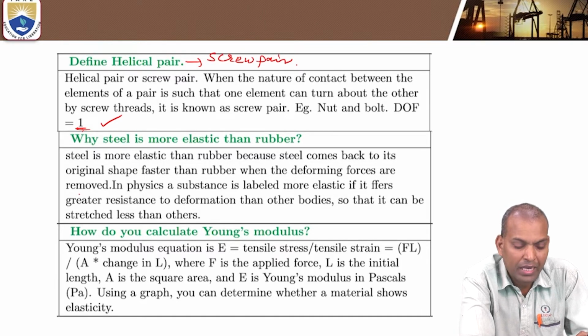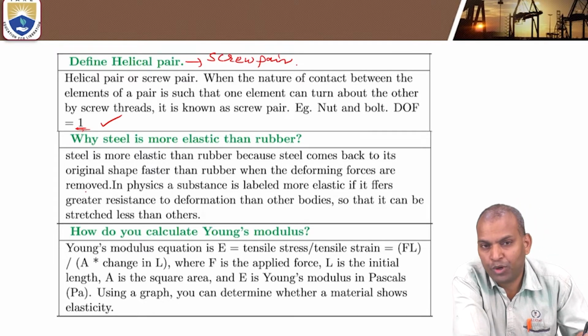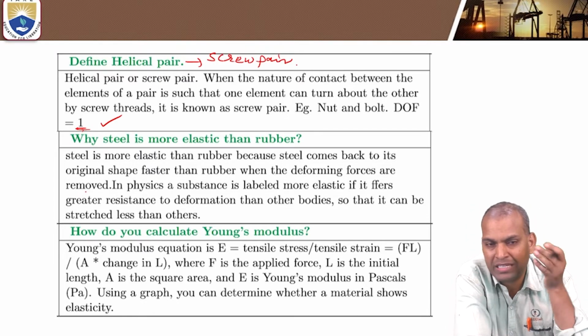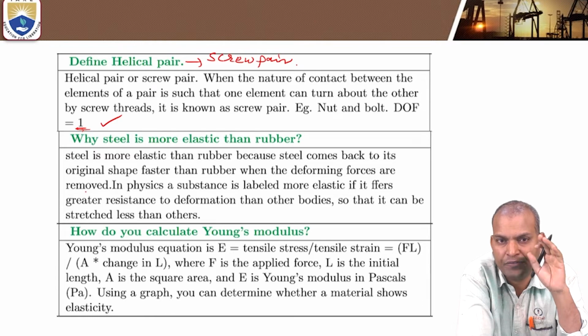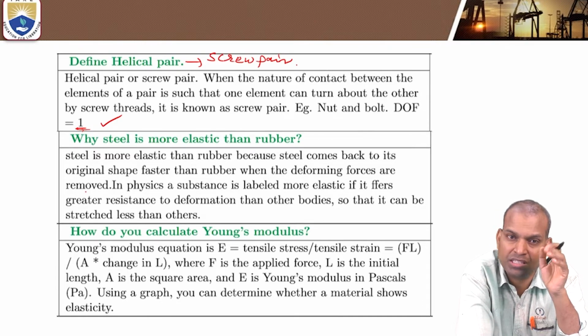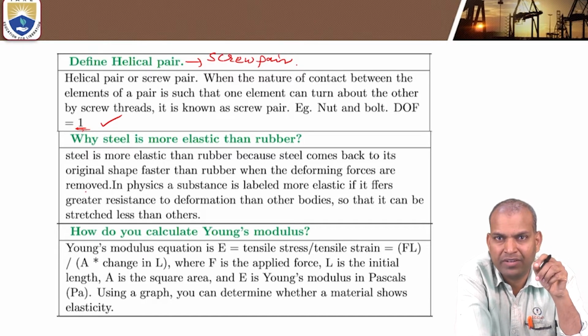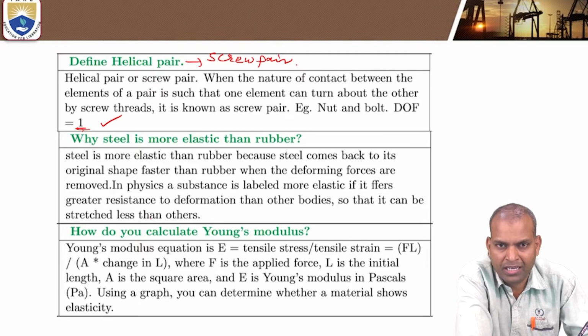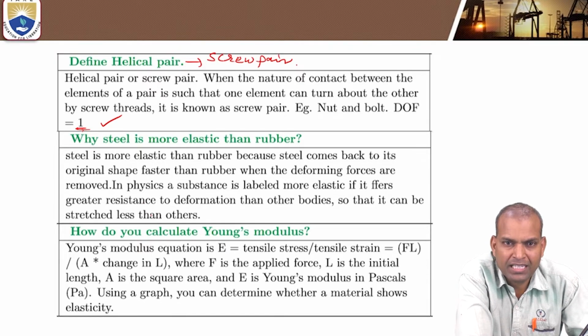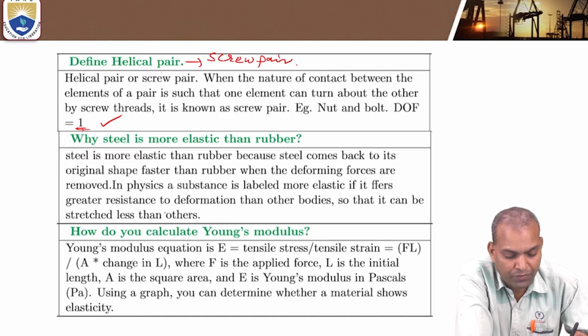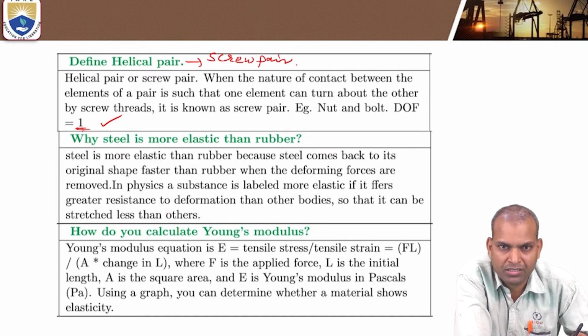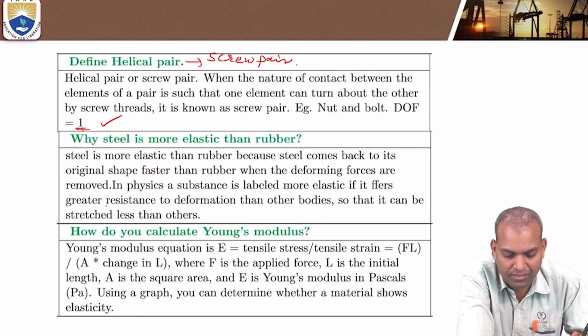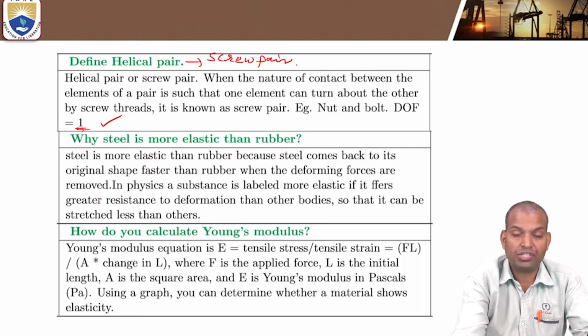So elasticity means the property of the material which regains its original shape after removal of the applied load. Then it is known as elasticity. But we are discussing why steel is more elastic than rubber. Again I am repeating, according to physics, when the material has more resistance to deformation than other bodies, then it is known as elastic. It offers more resistance.